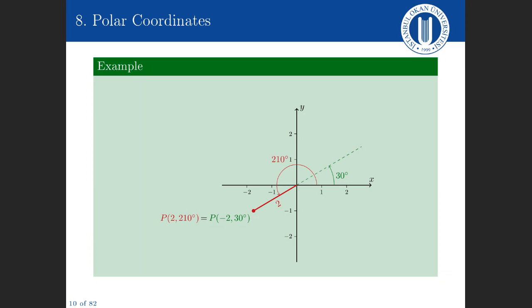What about this point in red, the point P? One way to calculate the polar coordinates of P would be to rotate our ruler 210 degrees, and then we would find that +2 on the ruler lines up with this point. So we could say that the point has coordinates 2, 210 degrees. Or we could rotate our ruler just 30 degrees, and then we would find that -2 on the ruler lines up with this point. So this point also has polar coordinates -2, 30 degrees.